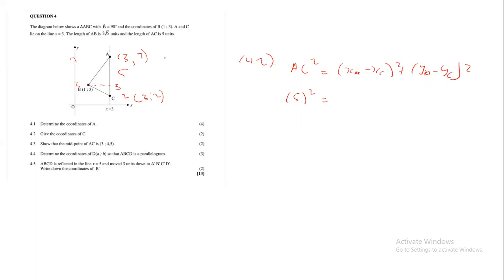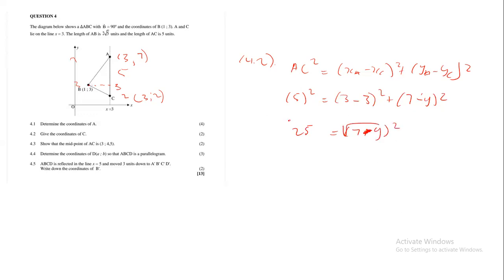X of A in this case is equal to 3. Subtract x of C, which is 3 as well, to the power of 2, plus y of A, in this case 7. Then y of C is what we are basically looking for. So here we're going to have 25, and then here we're going to have 0 to the power of 0. Let's expand this, or you can just say we have 7 minus y to the power of 2.